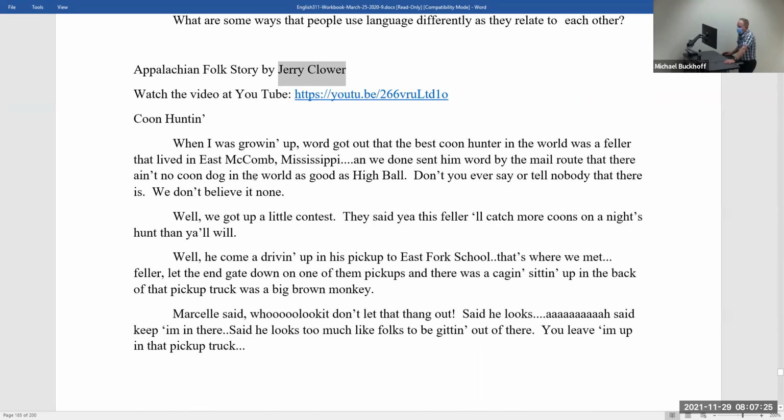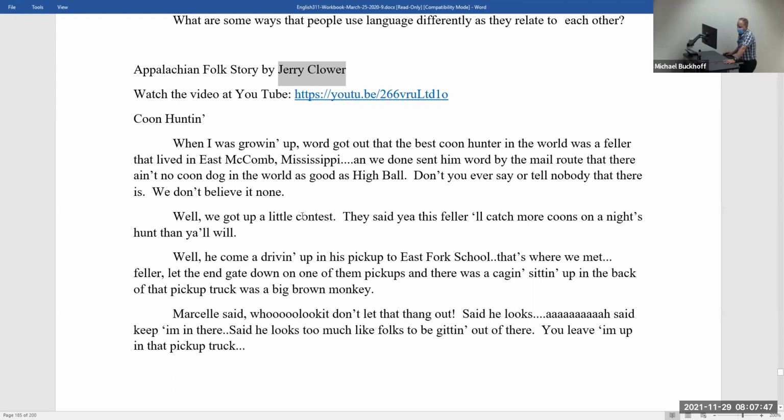You can kind of read it, where he said, when I was growing up, word got out that the best coon hunter in the world was a fellow that lived in East Macomb, Mississippi. And we done sent a word by the mail route, there ain't no coon dog in the world as good as Highball. Don't you ever say or tell nobody that there is. We don't believe it none.